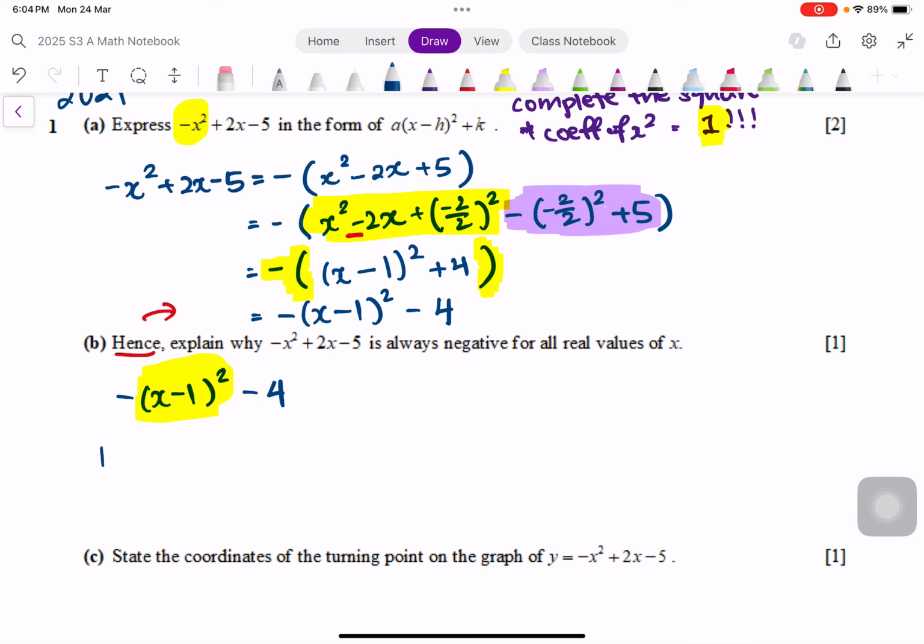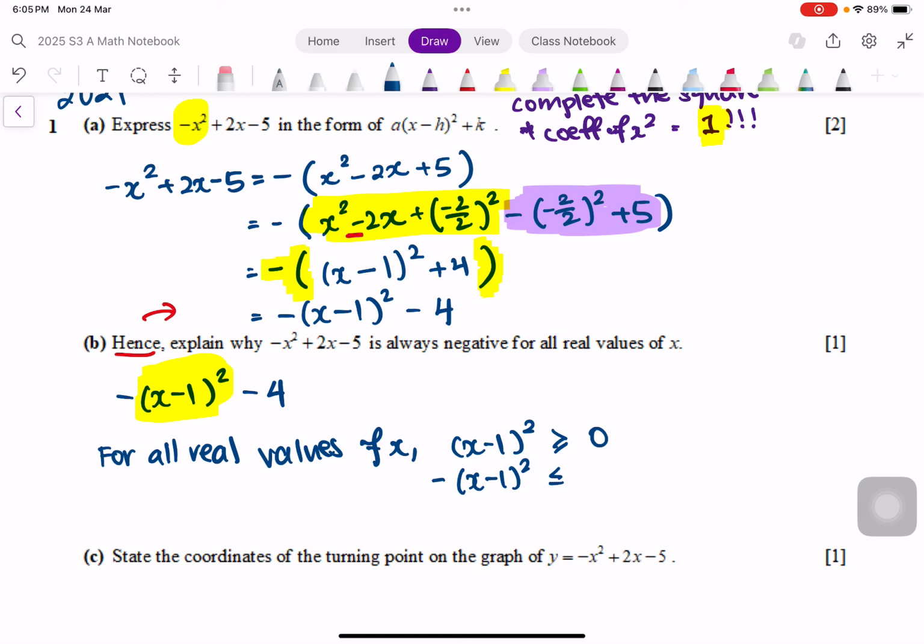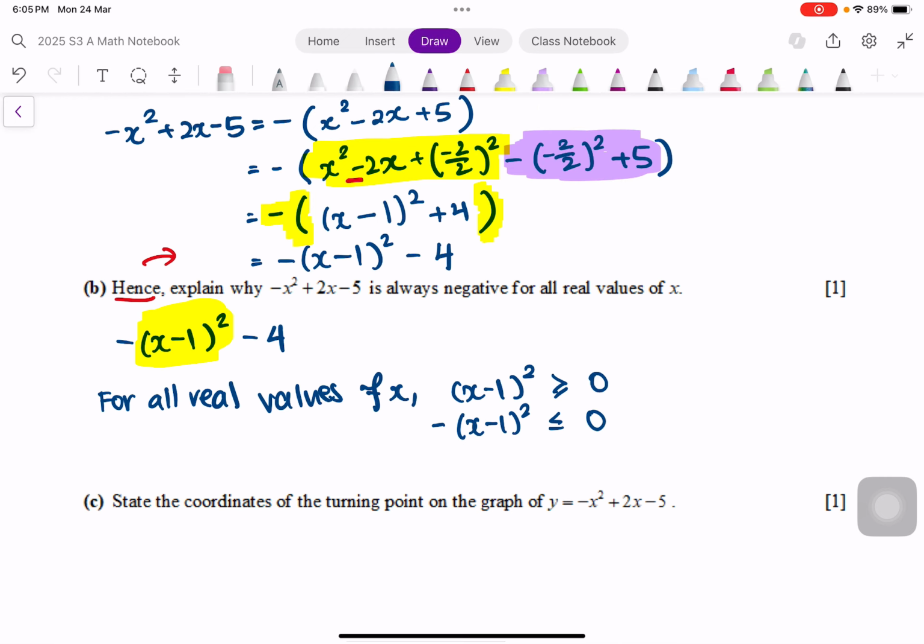Okay, for all real values of x, (x minus 1) squared is always more than or equals to 0. Okay, now after that, introduce a negative sign. So of course I must flip the inequality sign. That's what you learned before. Then after that, I introduce a -4 on both sides.